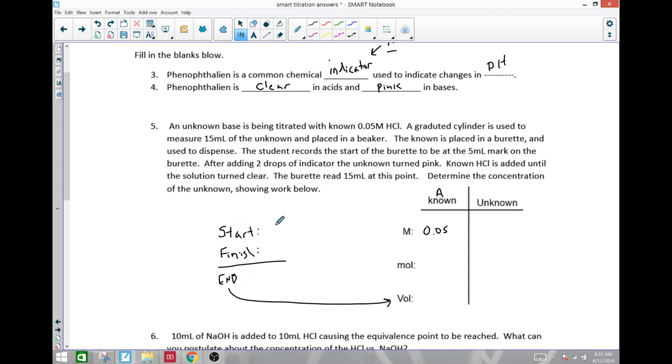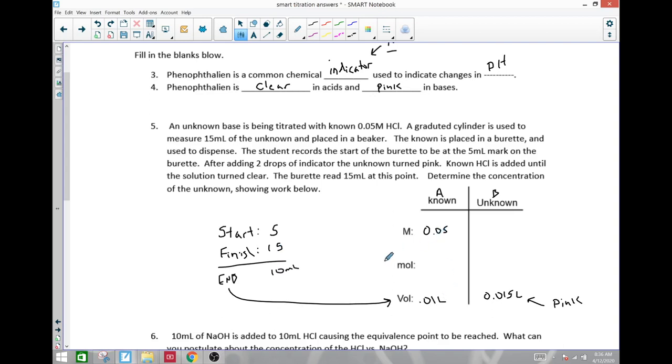All right, the volume of the known starts at 5. And after adding 2 drops of indicator, it turns pink because the unknown is a base. So this guy originally, 15 milliliters unknown is placed in the beaker. So that's 0.015 liters, okay? And this, of course, turned pink in the bottom beaker. They titrate until it turns clear, and the burette reads 15. Change here is 10 milliliters. That goes here, 0.01 liters.